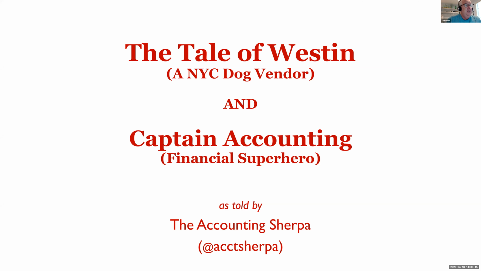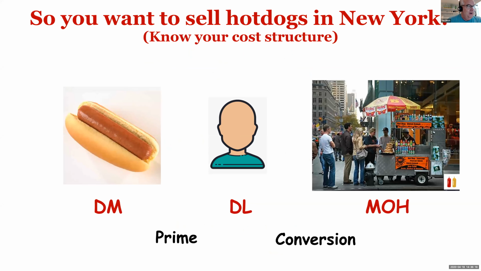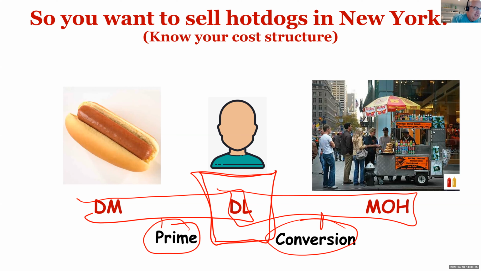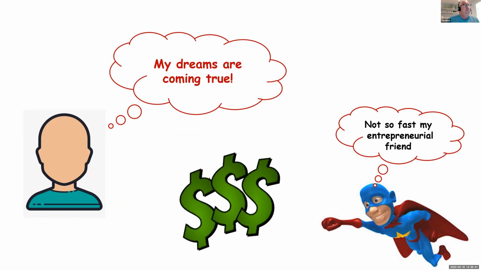So anyway, we left off when Weston was going through and learning about prime costs and conversion costs. So we know about those things. These two were prime. These two were conversion. Note, direct labor is the only one that gets into both categories. It's very special. But the question was, will Weston have enough to actually make a profit? And so that's the challenge.